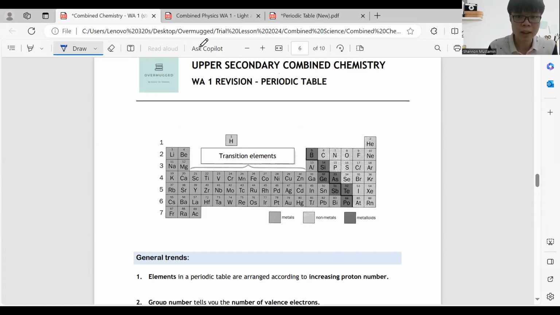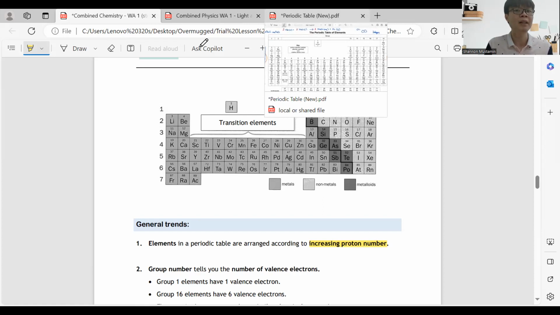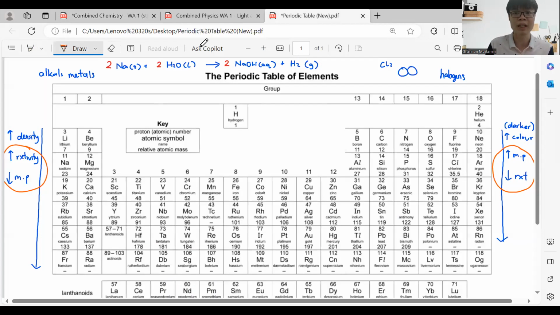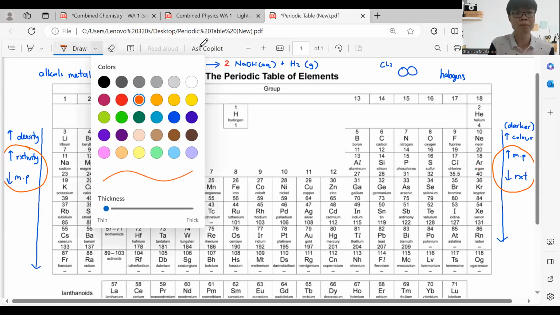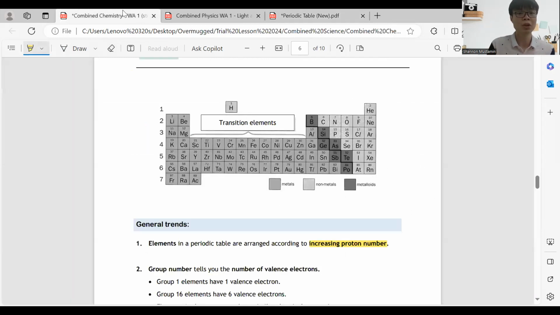Okay, then over here, the first trend that you need to know is how the periodic table is arranged. The elements are actually arranged according to increasing atomic number or proton number. Not mass number. A lot of students will think that it's mass number because it really looks like the mass is increasing. But actually there is inconsistency. If you look at the right side over here, for chlorine, 35.5, 40, then it goes back down to 39. There is inconsistency. But the proton number is steadily increasing. So do not get mixed up.